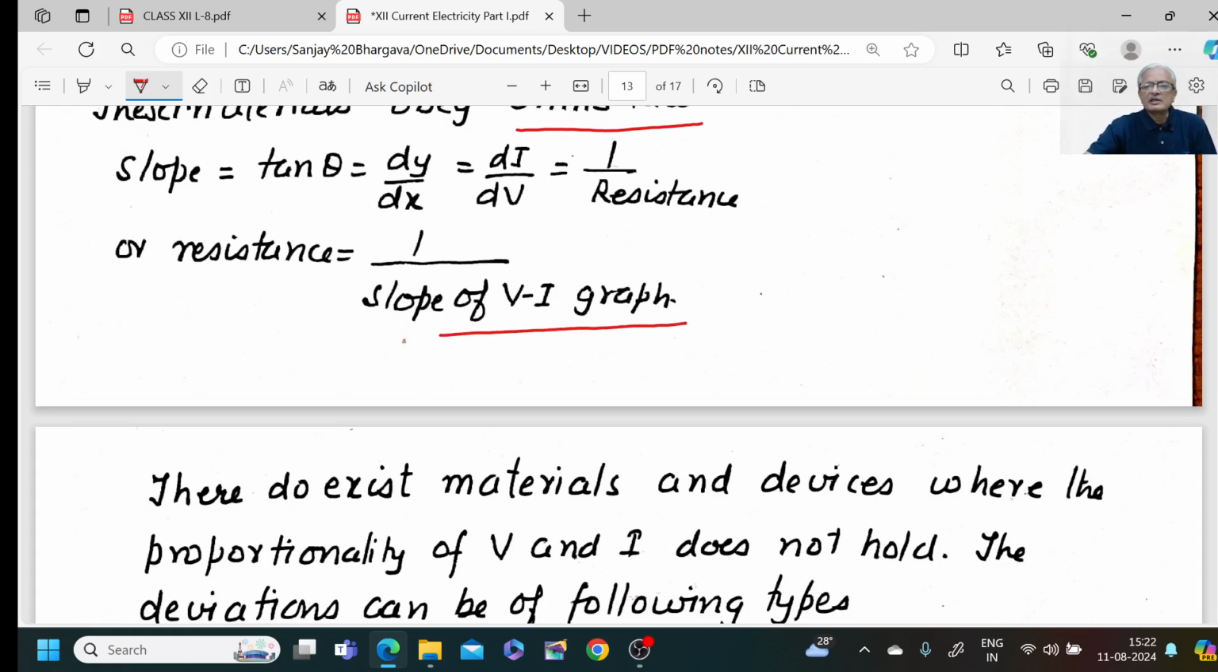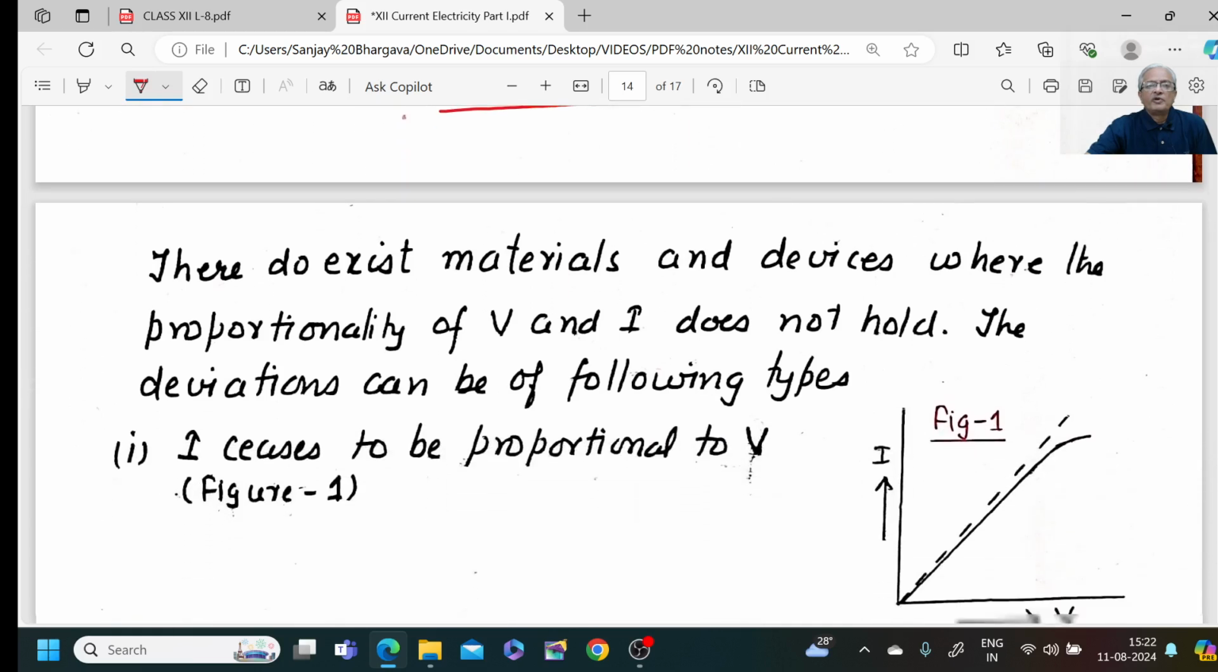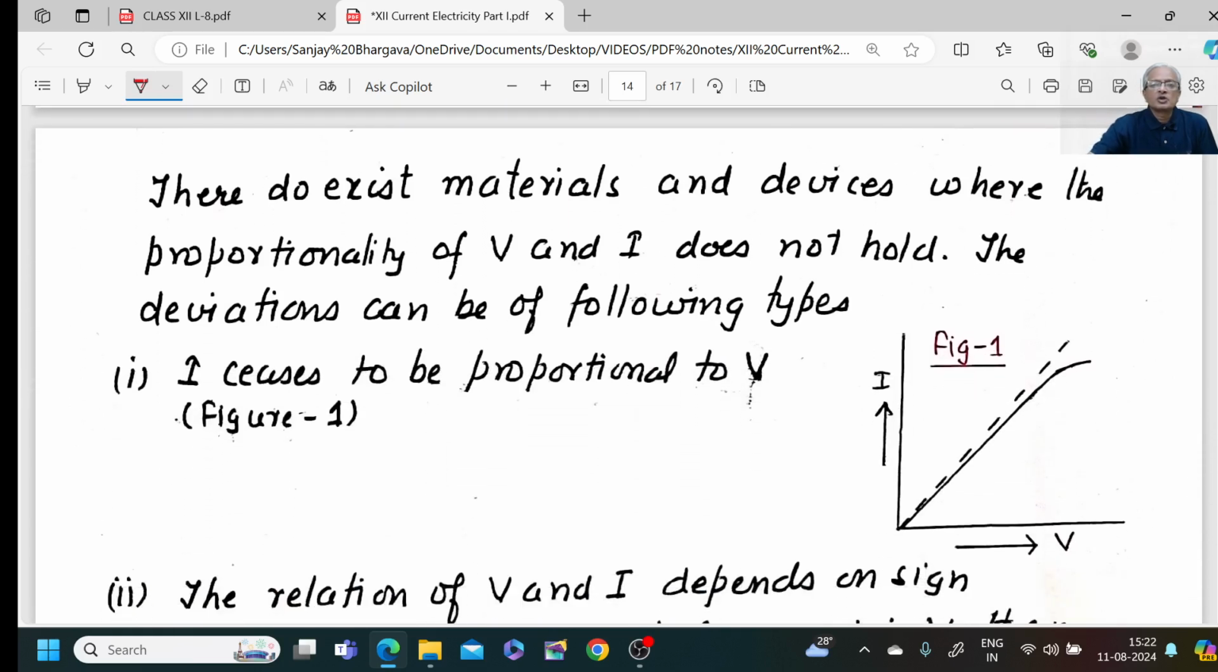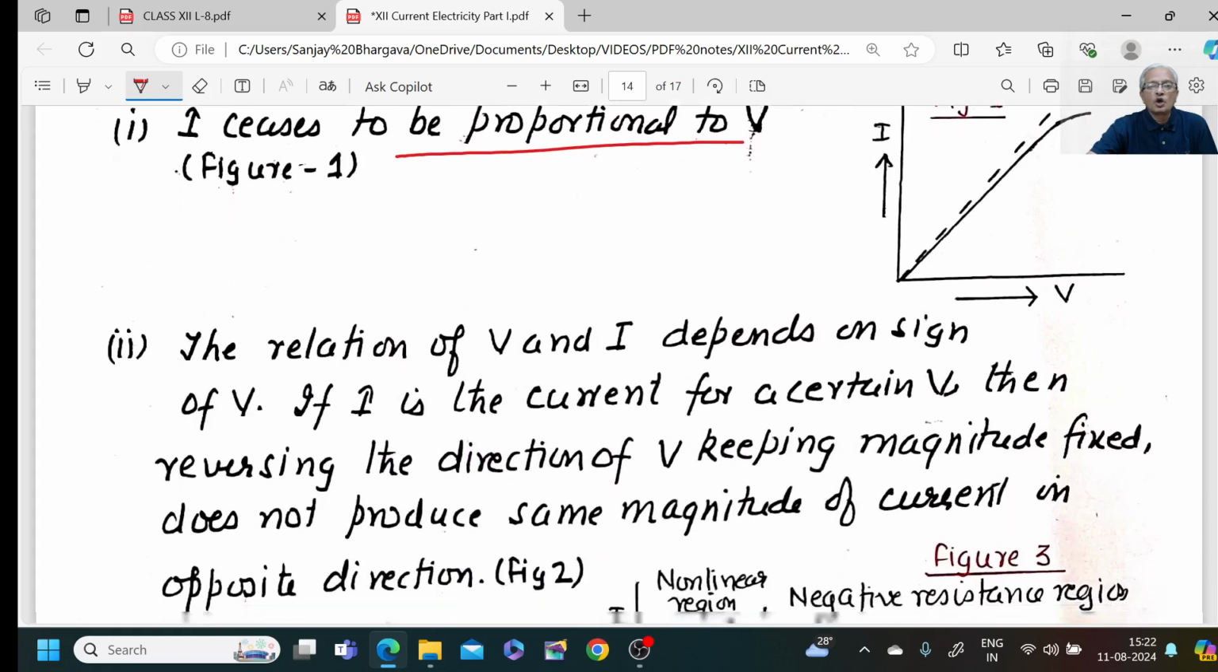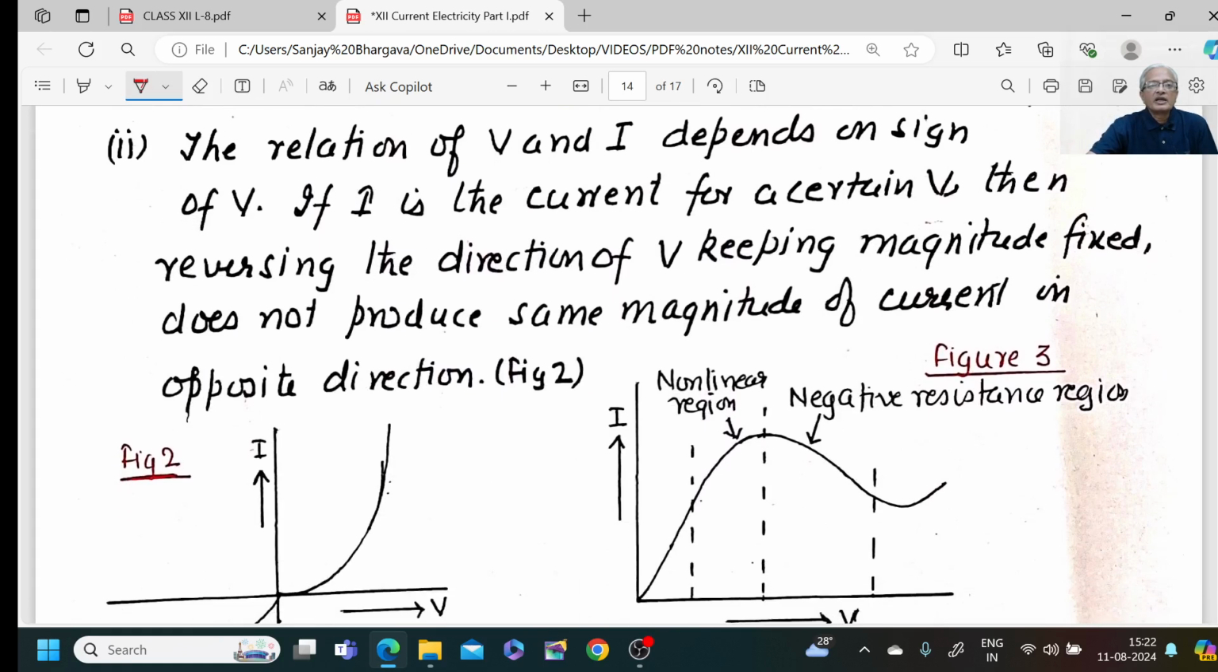There are certain materials where proportionality of V and I does not hold. What are the different types of deviations that we can see? I ceases to be proportional to V, like it just bends here, figure 1. So we do not have a straight line passing through the origin. Such a device is called non-ohmic. The relation of V and I depends on the sign of V.